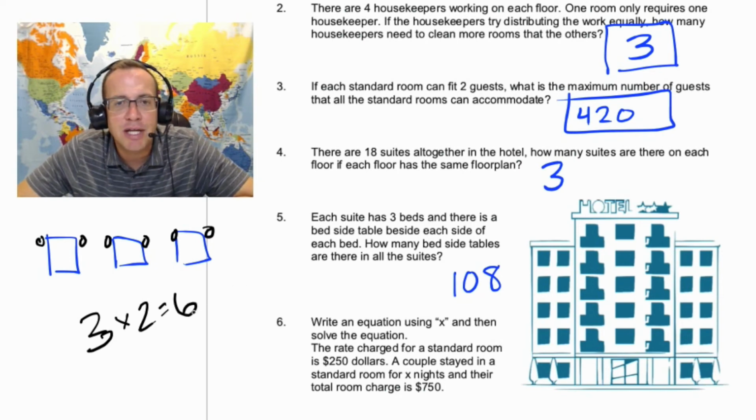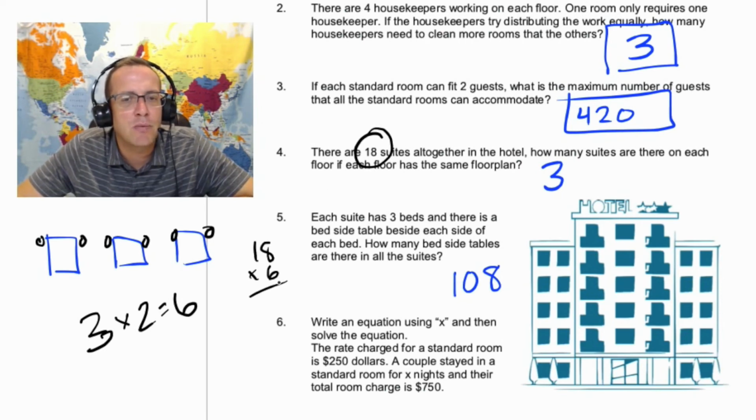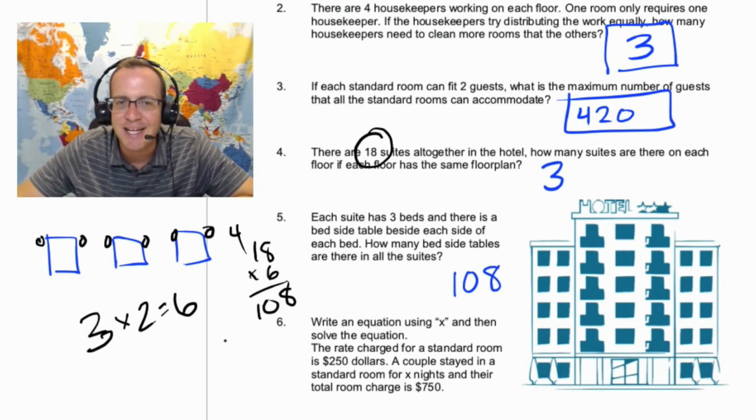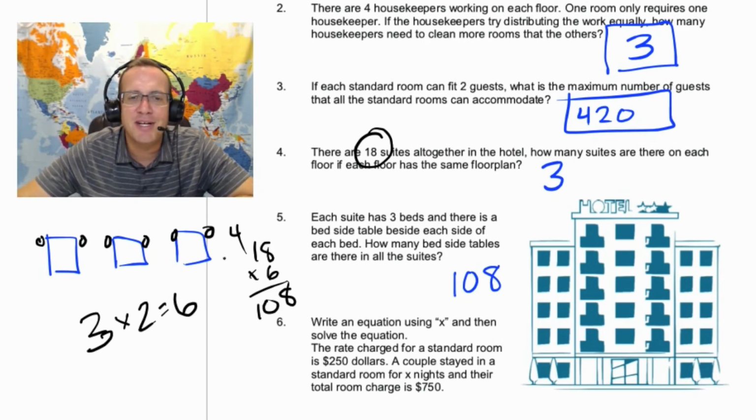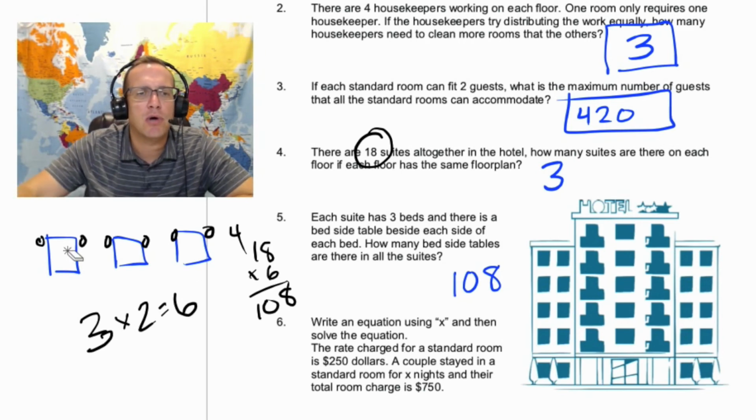Now we need to multiply that by the number of suites. And we know from question 4 that there are 18 suites. So 18 times 6 is going to be 108. So you have an 8 here, a 4. 6 times 1 is 6 plus 4 is 10. So 108. Okay, hope that made sense. I know the wording on that one was a little bit tricky. All right, let's move on to our last question.